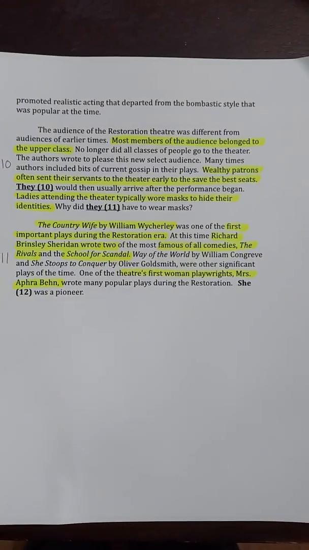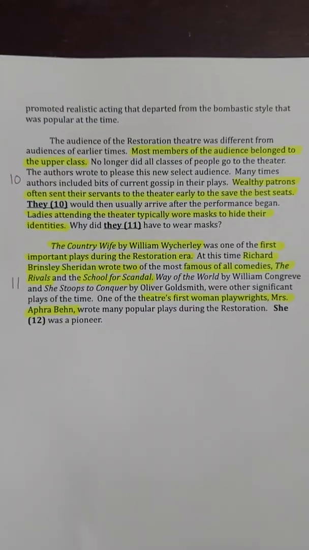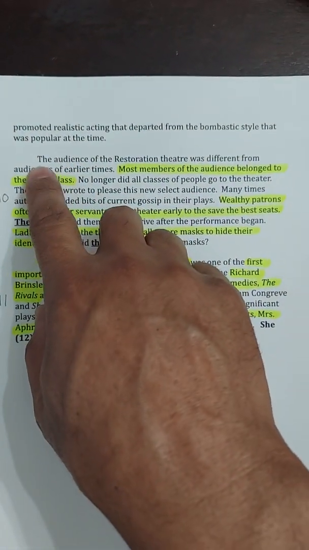The audience of the Restoration Theater was, what, okay, so you're supposed to, okay, you read 10.